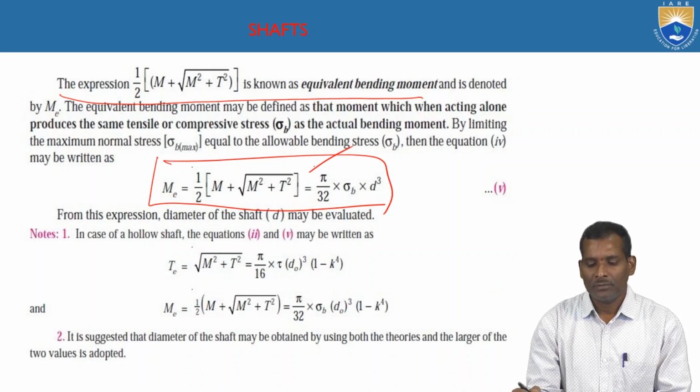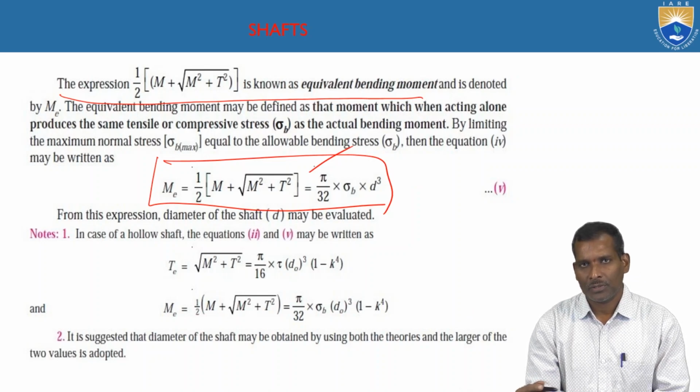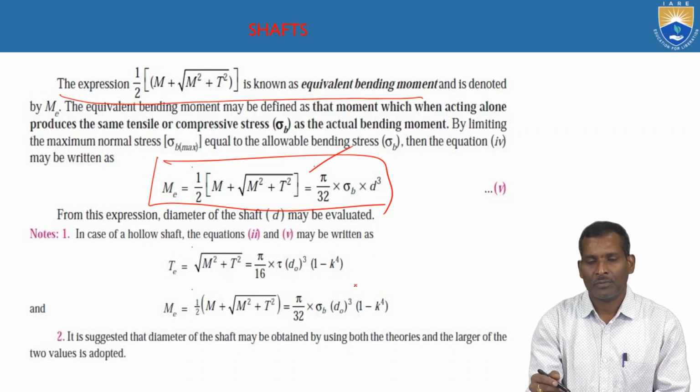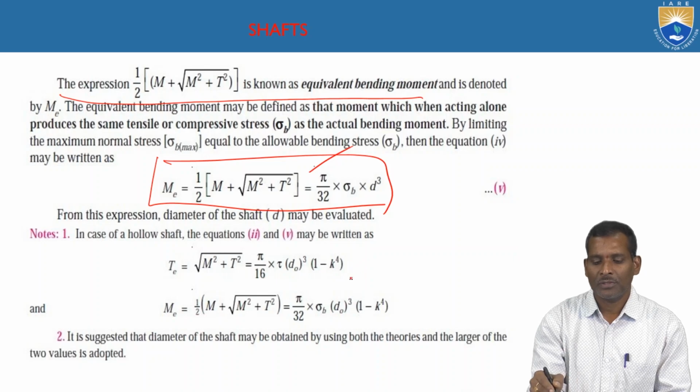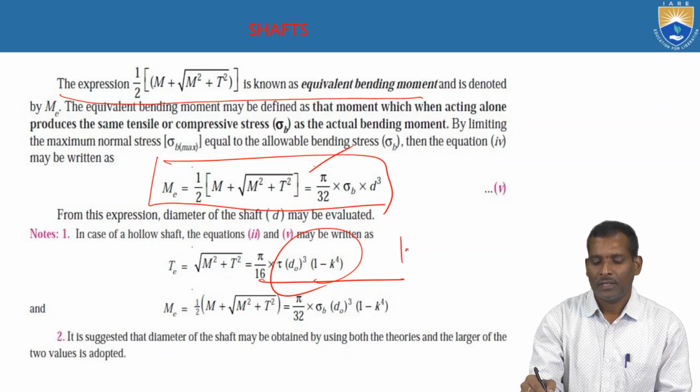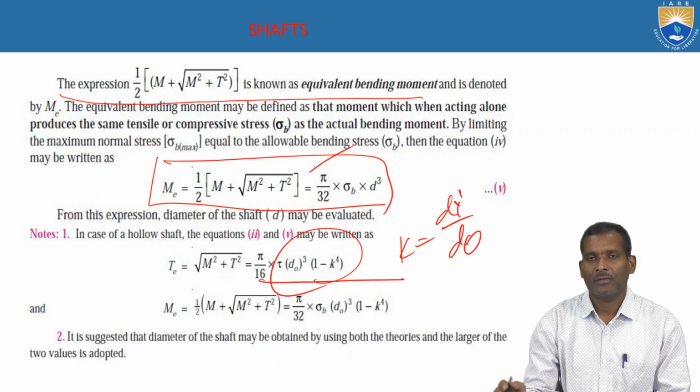In the case of a hollow shaft, as already discussed in the first or second slide, in place of the diameter substitute d naught cube into 1 minus k to the power of 4, where k is equal to di by d naught.